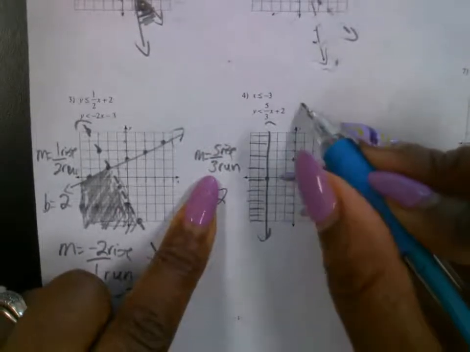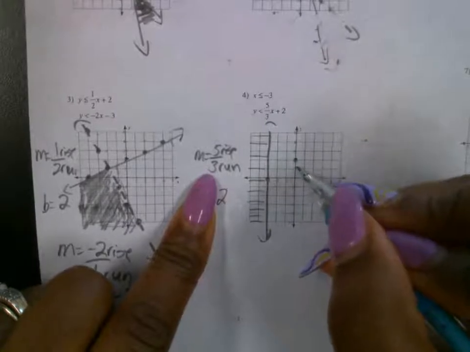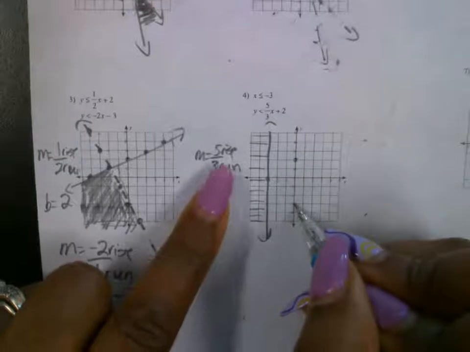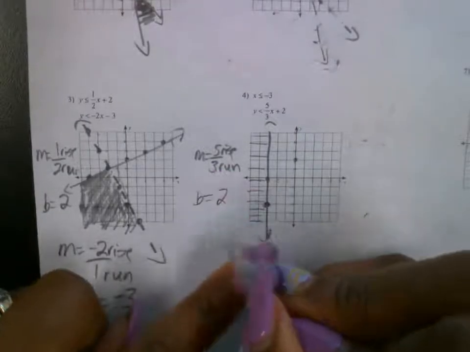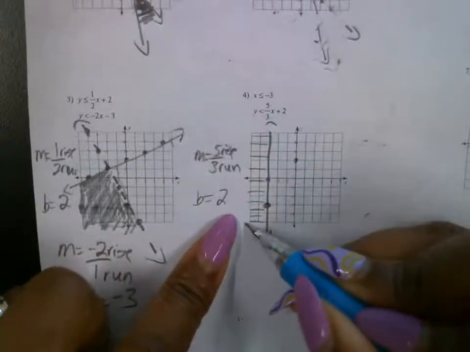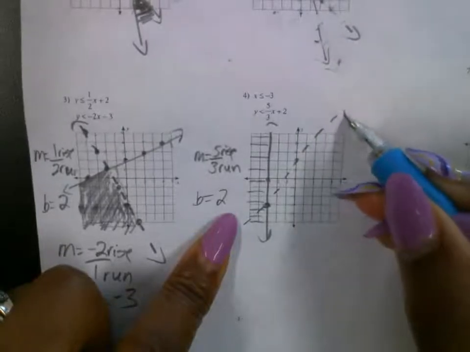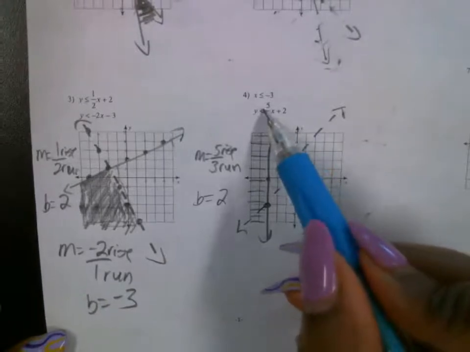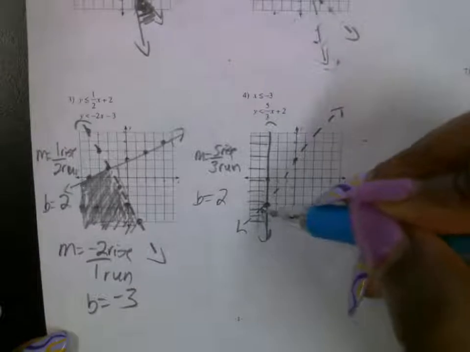So find 2 on the y-axis, and we're going up 5 and to the right 3. 1, 2, 3, we're out of space. So that means you need to do this backwards. Go down 5, 1, 2, 3, 4, 5, and then to the left, 1, 2, 3. This is a dash line because there's no equal to. So now you're going to shade, this is less than, you shade under the line. This is the only overlapping region right here.